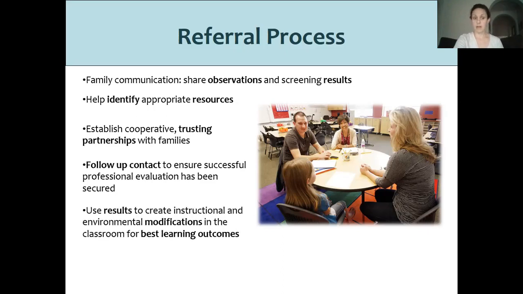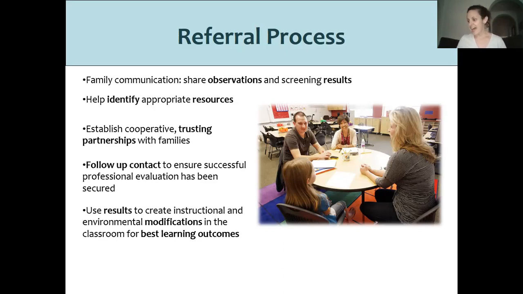And then, of course, once you get results from the parents back from these evaluations and these referrals, we make modifications if we need to, and we help create an environment that really provides the best learning outcome for young children. That's the whole point of these referral processes and evaluations and screenings, and knowing about the child with their health history before they even walk through your door, so that we can create an environment where they're going to thrive and grow as best as possible.